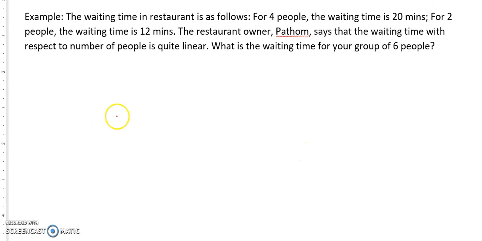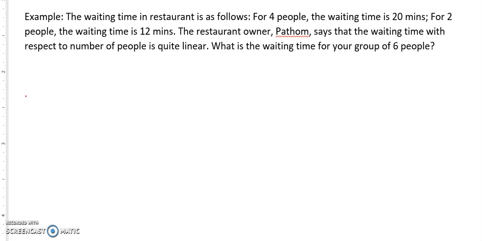The example here is about waiting time in a restaurant. For 4 people the waiting time is 20 minutes. For 2 people the waiting time is 12 minutes. The restaurant owner says that everything is linear here. What is the time for a group of 6 people?